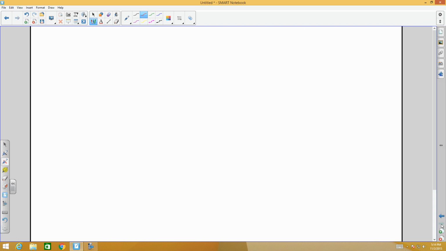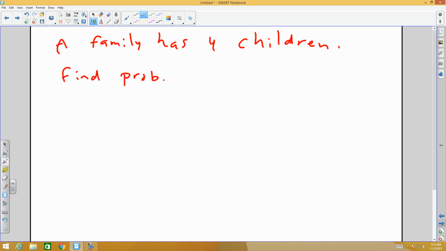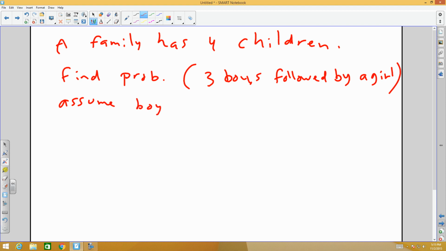You know, the example of boy and girl is the same thing. So suppose a family has 4 children. Okay, assuming the probability of boy and girl is the same, find the probability of getting 3 boys followed by a girl. So again, assume boys and girls. How do you write girls? Of equal probability.